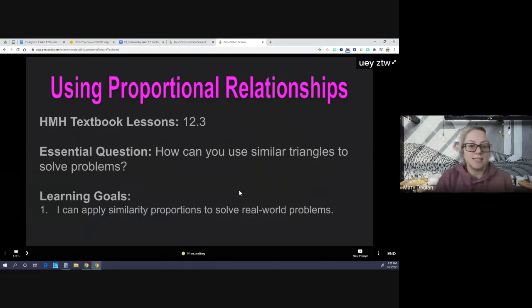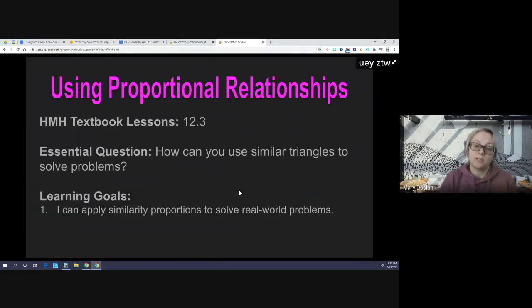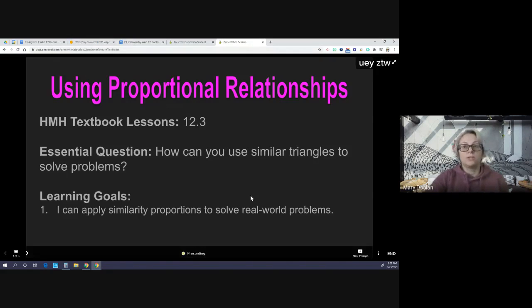So here we go. This is on using proportional relationships, and it goes with your textbook lesson 12.3. Your essential question: how can you use similar triangles to solve problems? And your learning goal is just this one: I can apply similarity proportions to solve real world problems.